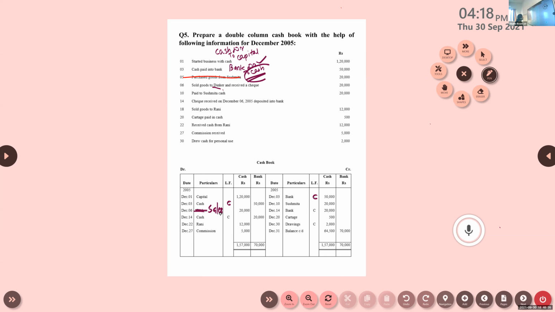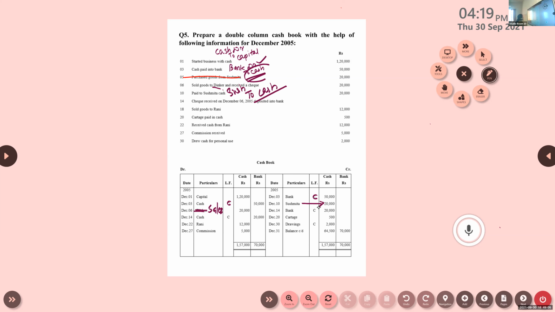Now, paid to Sushmita cash. Cash is paid to Sushmita. Sushmita account debit to cash. So cash is credited. On the credit side, we write Sushmita and write 20,000. Okay, now see the next one.